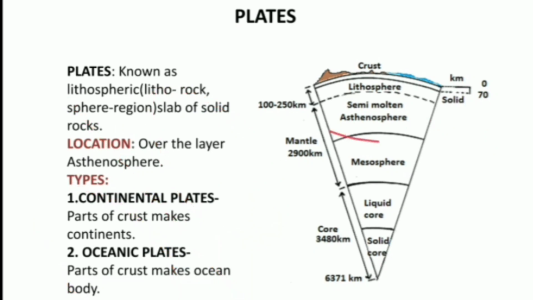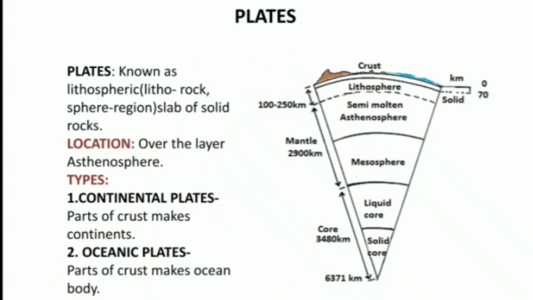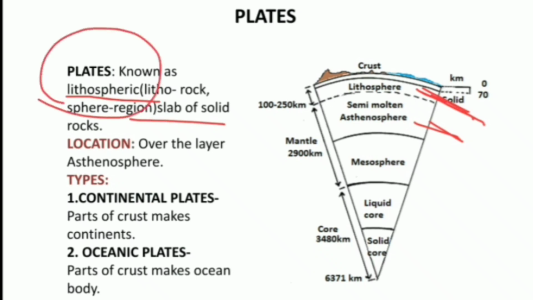Now, those semi-molten particles of asthenosphere are mainly known as magma. During different kinds of volcanic eruptions, those magmas are coming out and form different kinds of landforms over our earth crust. I have already mentioned that we have this lithosphere layer over the layer asthenosphere, and this lithosphere contains different kinds of lithospheric slabs or rock slabs. These lithospheric slabs are mainly known as plates. So what is the location of those plates? Over the layer asthenosphere.